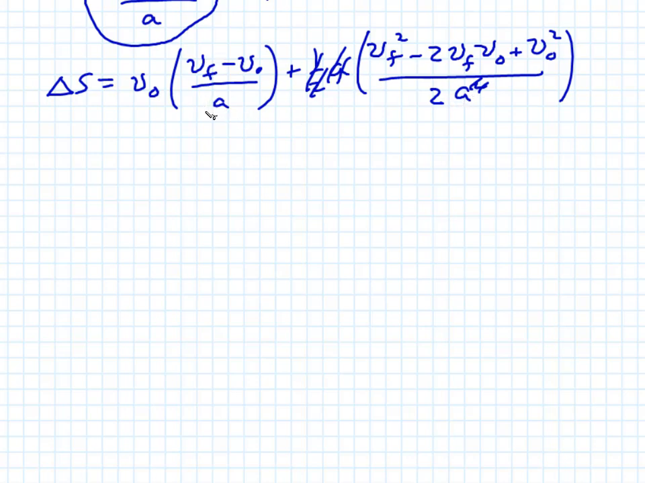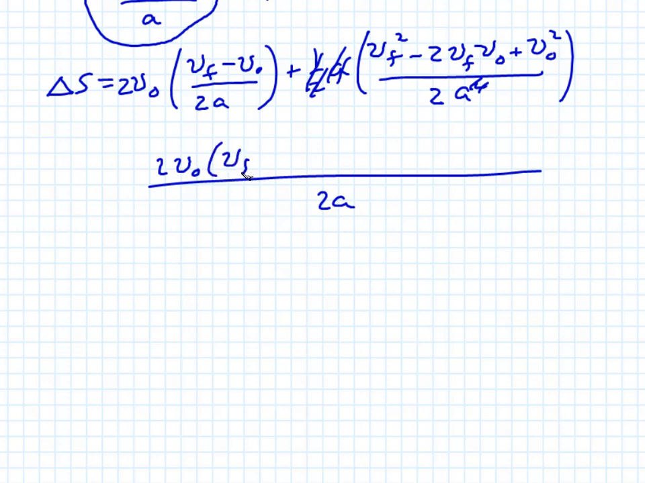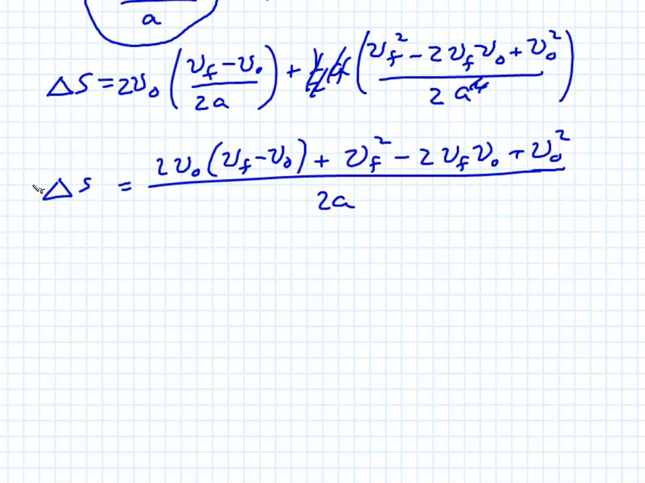So if I multiply top and bottom of this by 2, let's put a 2 down here, and let's just put a 2 out front. I could put it up there if I wanted. Now we have two fractions with a common denominator. So I have 2a in the denominator. So here I have 2 V naught times Vf minus V naught, plus all this, Vf squared minus 2 Vf V naught plus V naught squared. All of that's equal to delta S. I'm going to bring the 2a up here.